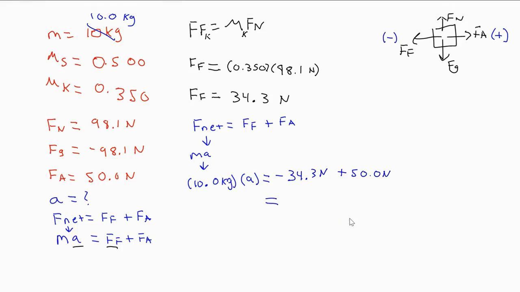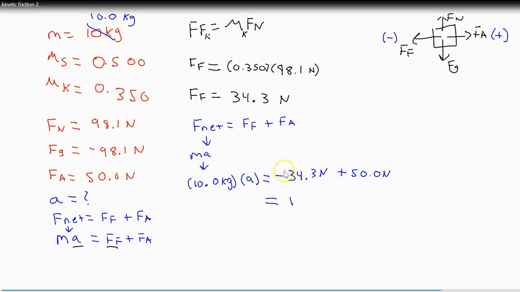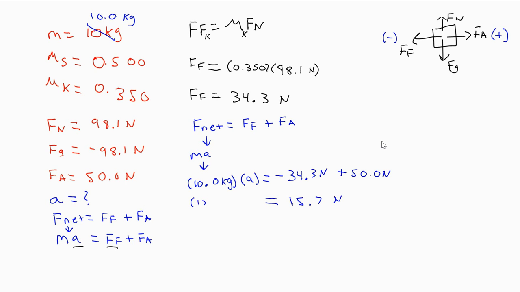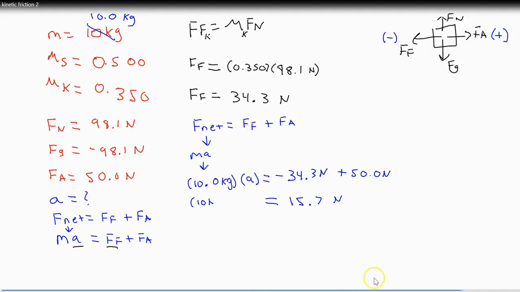Now it's just simple algebra. The first thing I'm going to do is combine the right side. And I'm going to get a value of 15.7 newtons on the right. On the left, I still have my 10.0 kilograms times my acceleration. The last step that I have to take is just dividing both sides by the mass. This is going to find an acceleration of 1.57 meters per second squared.